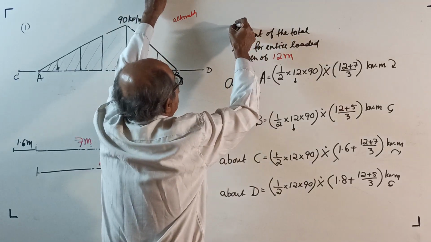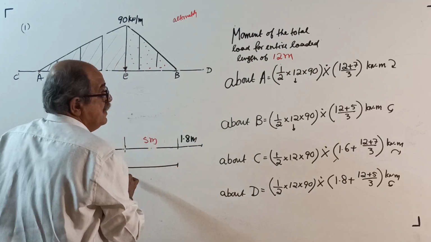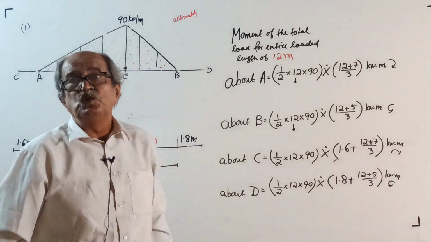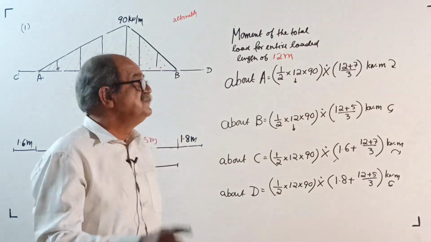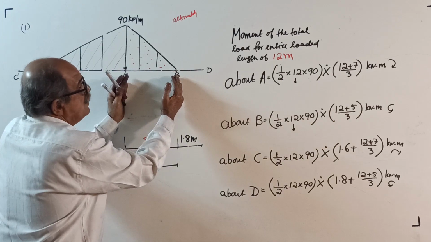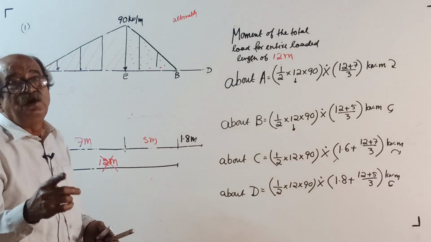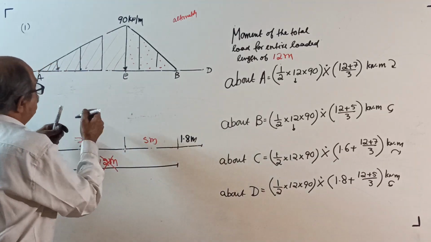Moment you want, right here. First you write the moment of the total load for the entire loaded length of 12 meter. We are going to split into two parts. Once we will consider loaded length of 7 meter, then you have to consider loaded length of how much? 5 meter. Oh, before that I forgot. Total load you have to give.